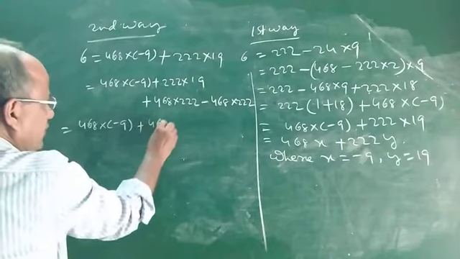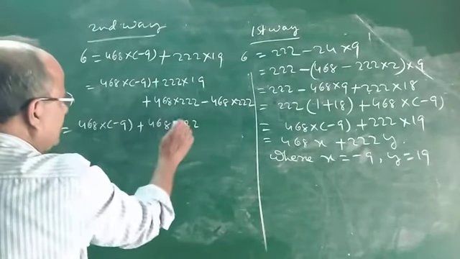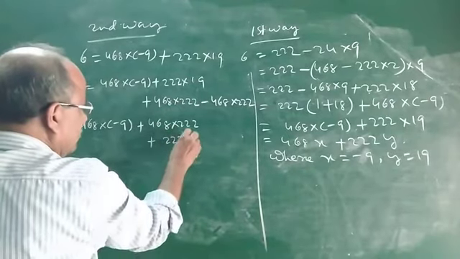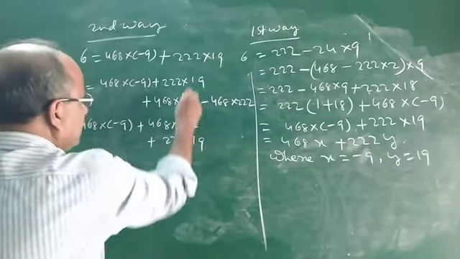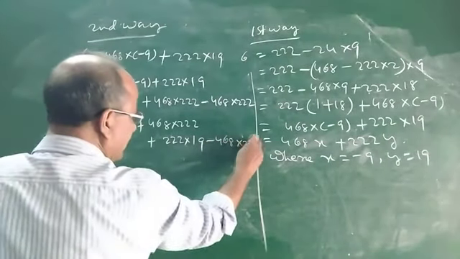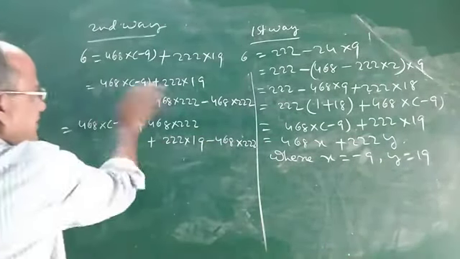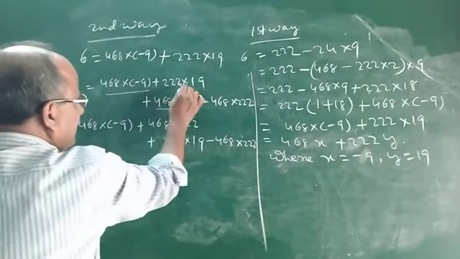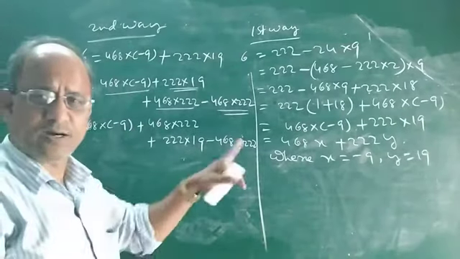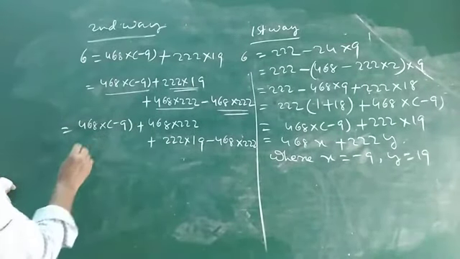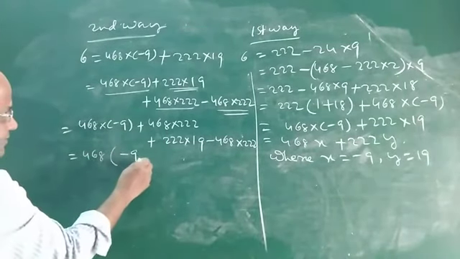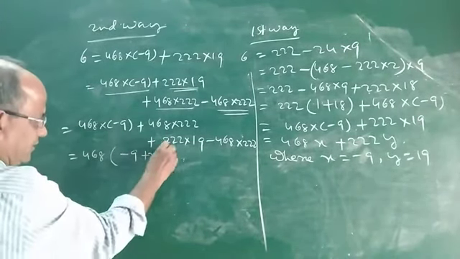On rearranging, what will we get? 222 into 19 minus 468 into 222. I just rearranged these two terms and these two terms. Then after rearranging, what will you do? Take common. Here 468 will be taken common. So if you take 468 common, it will be minus 9 plus 222.